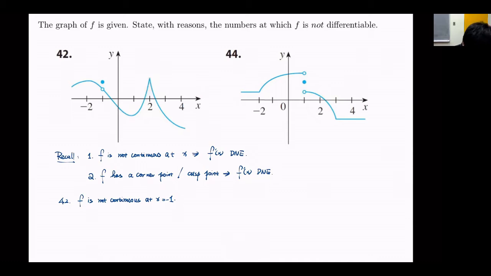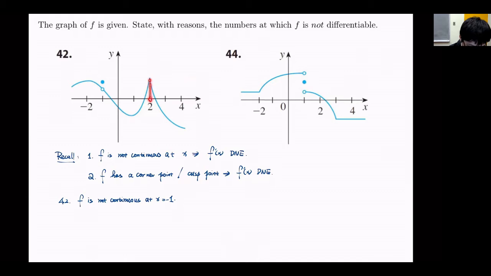Usually when we call it a corner point, this means the tangents to the left and to the right look like they are not that vertical, but still the slopes to the left and to the right of the point are completely different. So this is what a corner point is. A cusp point can be viewed as a special case of a corner point, but I would still prefer to separate the notions like this. Okay, so coming back to the problem.